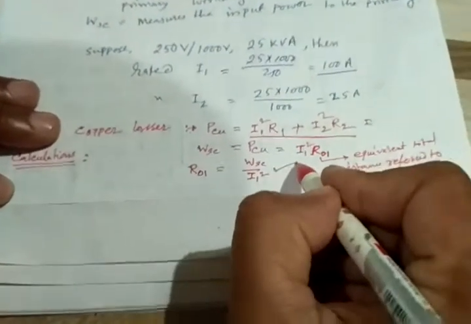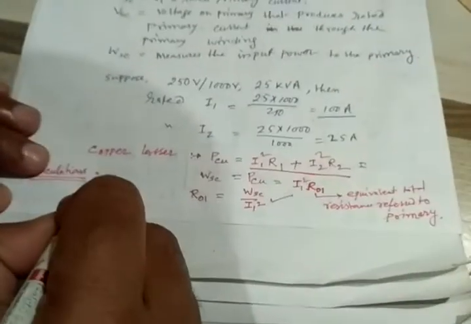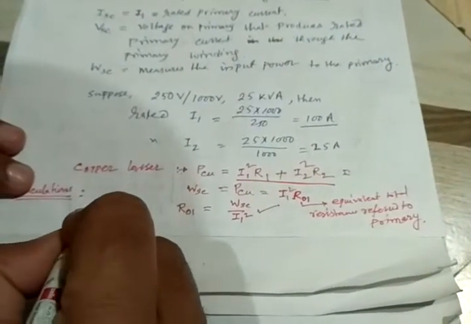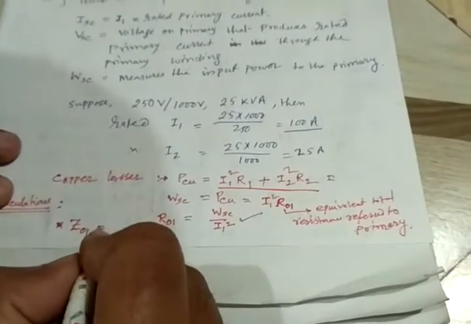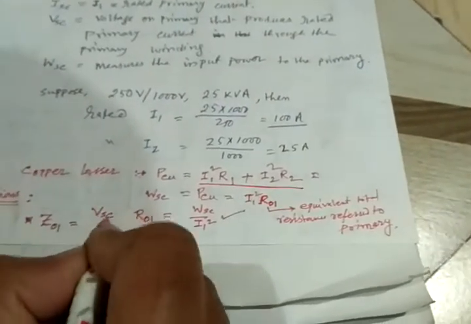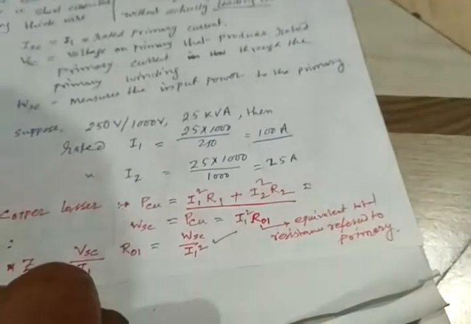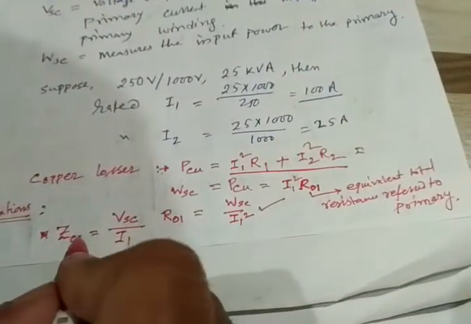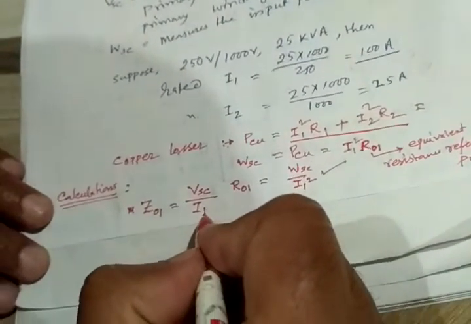So that is one of our goals: we got the full load copper loss and R. Next, we want to find the reactance. Before that, we will calculate the impedance referred to the primary side. That will be basically VSC divided by I1, since current into impedance is the voltage. So the total impedance referred to the primary side, Z01, will be equal to the short circuit voltage divided by ISC, or we can say I1, the rated primary current.